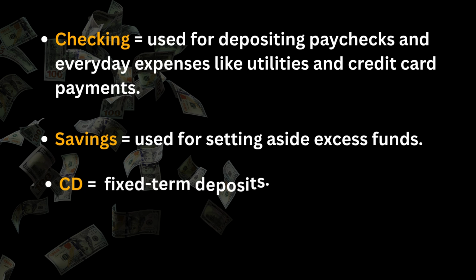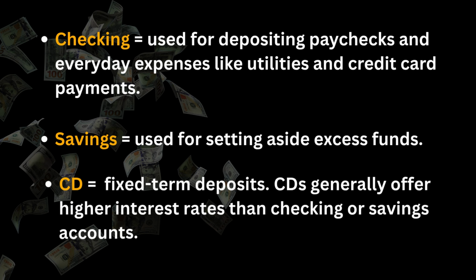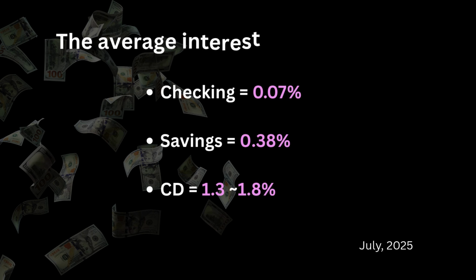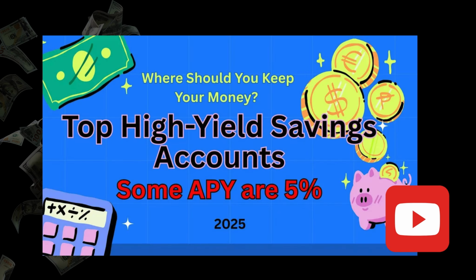Now on to today's focus, CDs or fixed-term deposits. CDs generally offer higher interest rates than checking or savings accounts. Here are the average interest rates in the US today. Checking account 0.07%, savings account 0.38%, CD 1.3% to 1.8% depending on the term. Today's video will feature institutions offering higher than average CD rates. And if you'd like to know more about high interest savings accounts, I've made a separate video. Feel free to check that out.